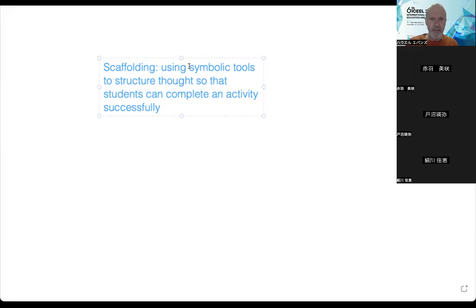I think there's no particular problem with using first language as a symbolic tool, right? And it's probably the best symbolic tool to structure thought, right? And if you structure thought so the students can complete an activity successfully, well, that is the goal, right? That's what you're trying to do, in fact.